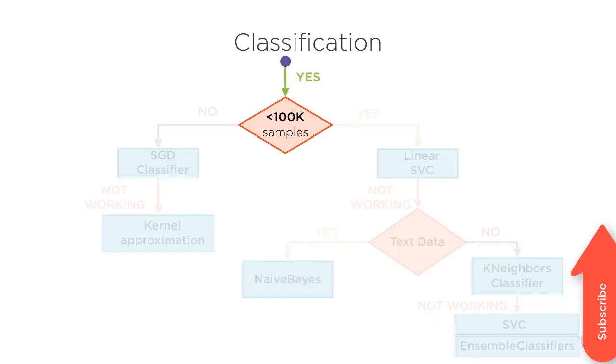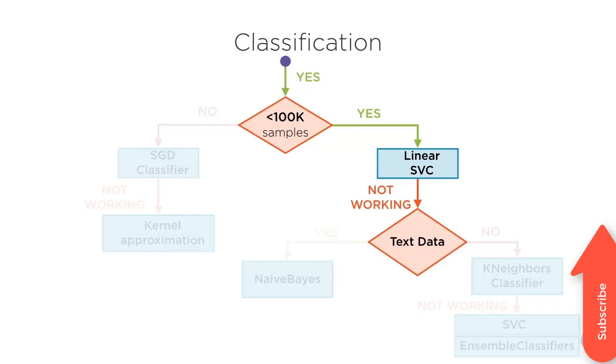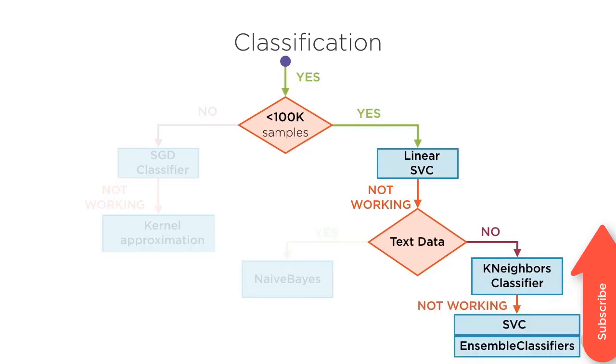If the dataset that you're working with has fewer than 100K samples, the linear support vector classifier is one good choice. If that doesn't work well on your data because it's text data that you're working with, then a classifier that might work well is the naive Bayes classifier. If it's not text data and the linear support vector classifier did not give you a good model, the k-neighbors classifier is one choice. And if that doesn't work, you can use the support vector classification algorithm with a different non-linear kernel, or you can choose to go with ensemble classifiers.